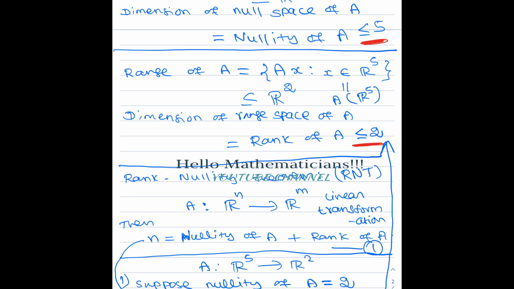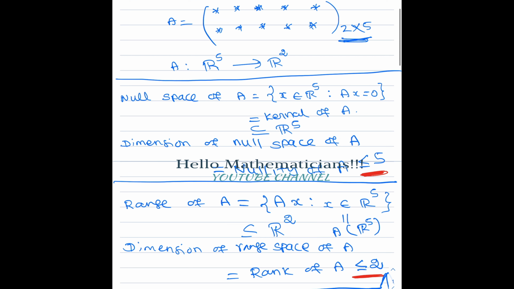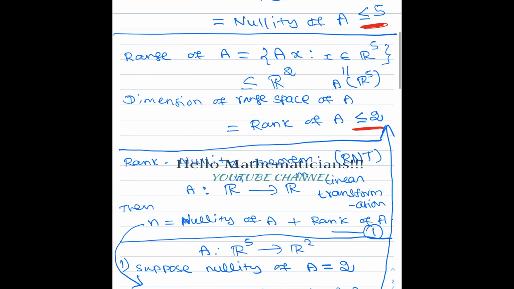Okay, now the range of A is a subset of R2 and R2 is a dimension 2 space. Therefore, rank of the matrix is at most 2. So, what we have observed, if A is a linear transformation from R power 5 to R2, then the nullity is at most 5 and the rank is at most 2. That is our first observation.